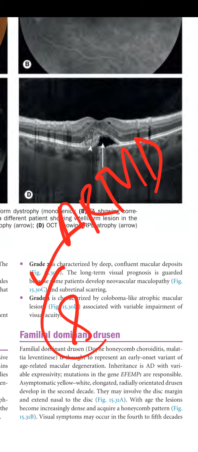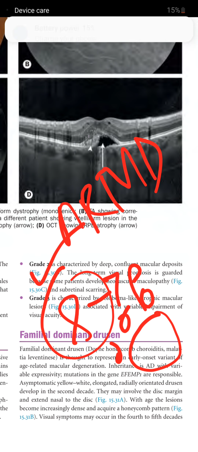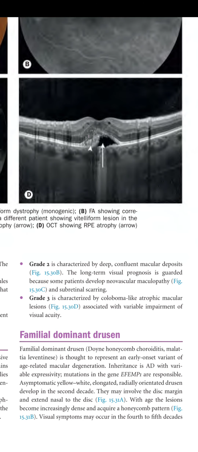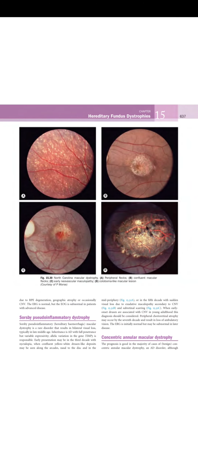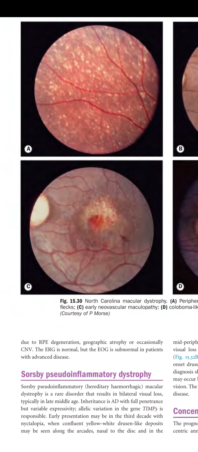So in the second decade, there is a formation of drusen. They may involve the disc margin and extend nasal to the disc. So it can also involve the disc margin as well. With age, the lesions become increasingly dense and acquire a honeycomb pattern. Visual symptoms may occur in the fourth to fifth decades due to RPE degeneration, geographic atrophy, or occasionally CNV. The ERG is normal but EOG is subnormal in many patients with advanced disease. So ERG is usually normal, EOG is subnormal in many patients.